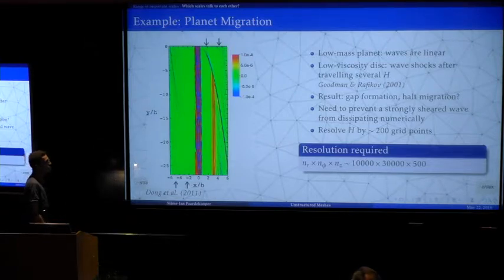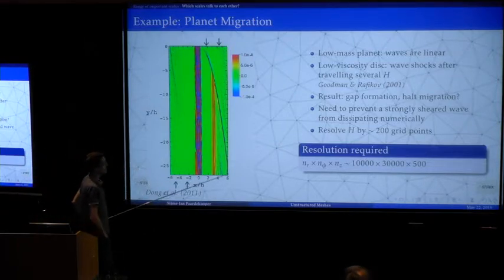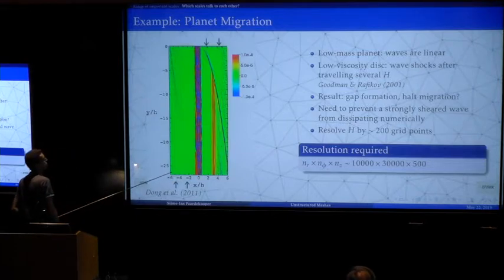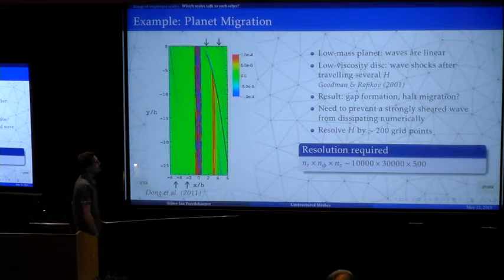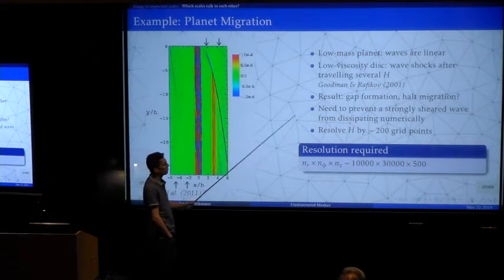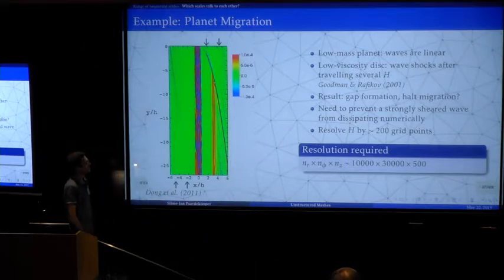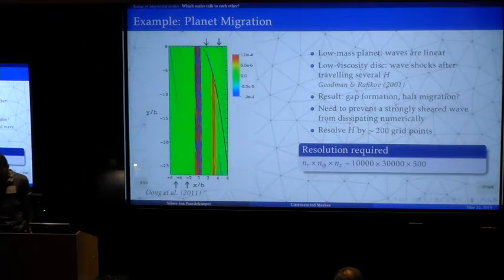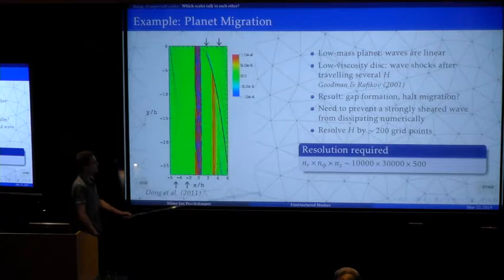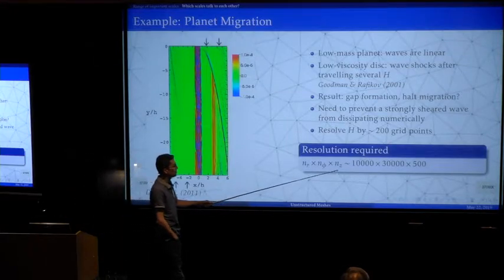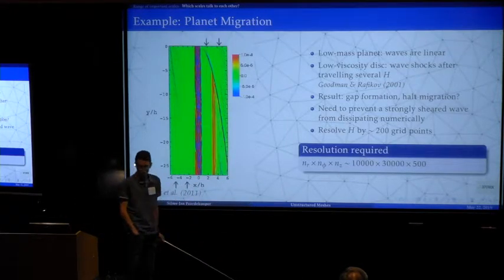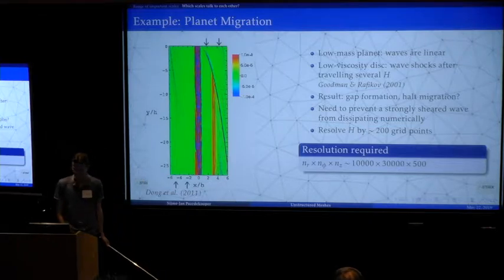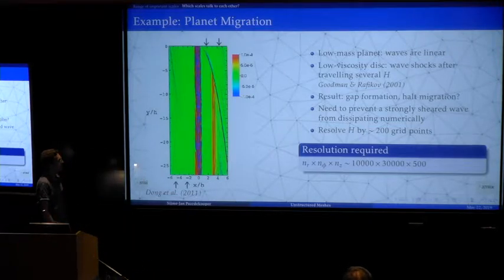What they found is that in order to capture this, and this is a local simulation, I should stress, a shearing sheet simulation, you need to resolve the scale height by more than 200 grid points. Now, of course, if you want to say something about migration and gap formation, you need a global run. So the resolution you require, if you do that as a single resolution, is 10,000, 30,000 grid points in every direction. So this is quickly becoming very, very large simulations.